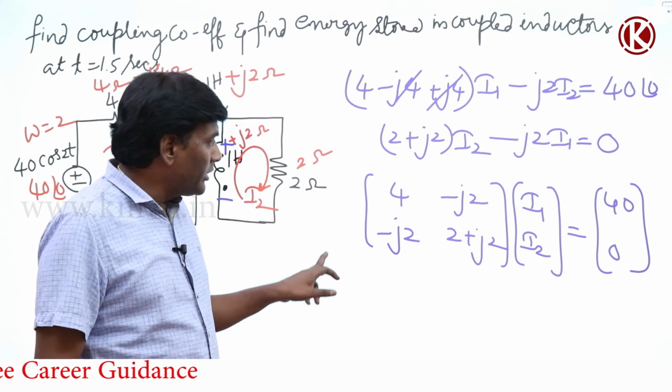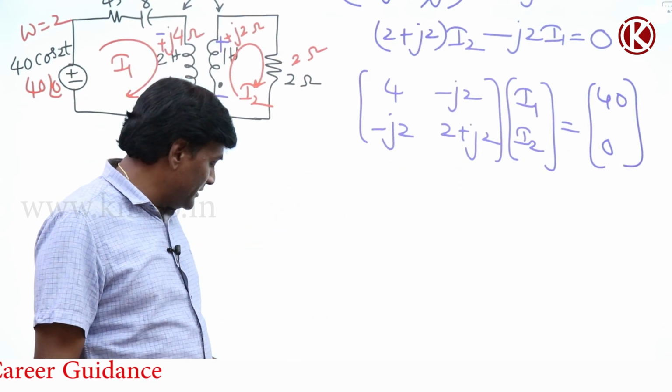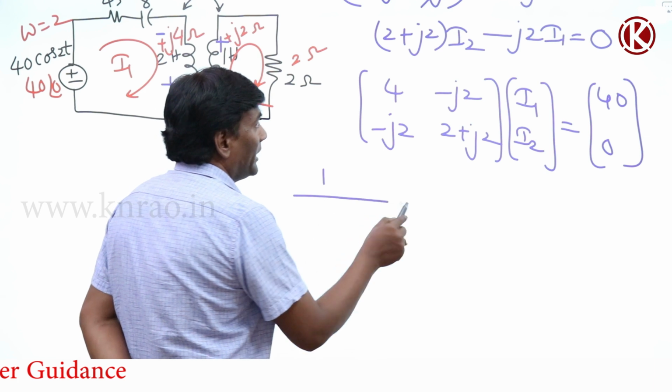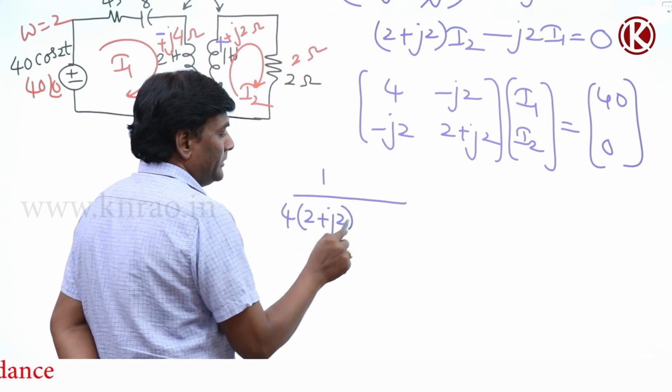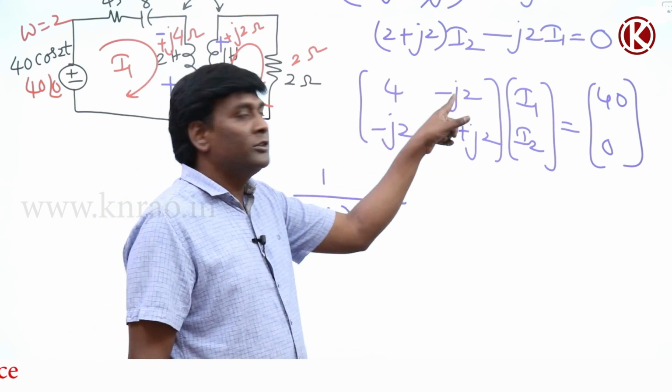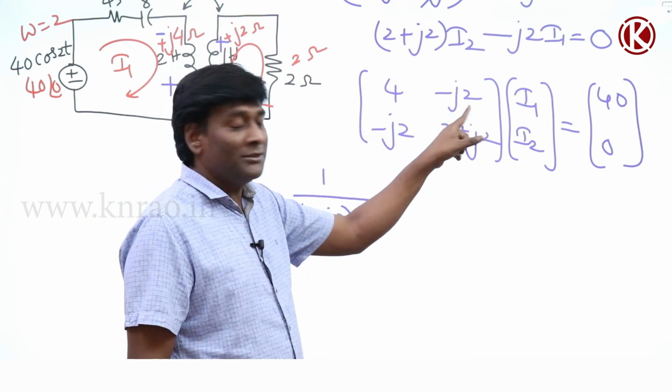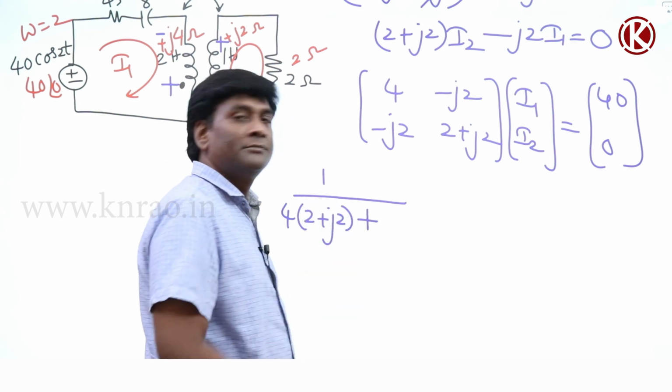In order to calculate I1, I2, 1 by AD minus BC. So 1 by AD, 4 into 2 plus j2, AD minus BC, minus into minus plus, j into j minus, minus of minus plus.